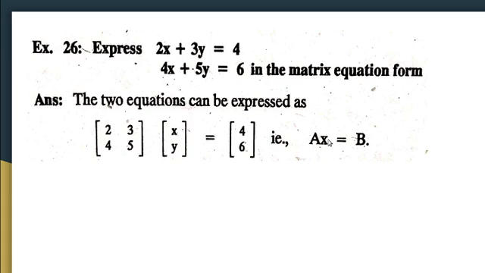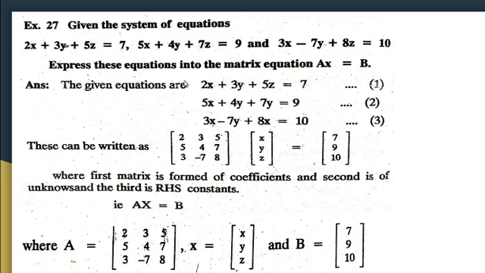This is the form of Ax equal to B, where x is the matrix of unknowns, A is the matrix of coefficients and B is the matrix of constants. In this way we can convert simultaneous equations into matrix form. Now let us discuss another set of equations and converting them into the matrix form.